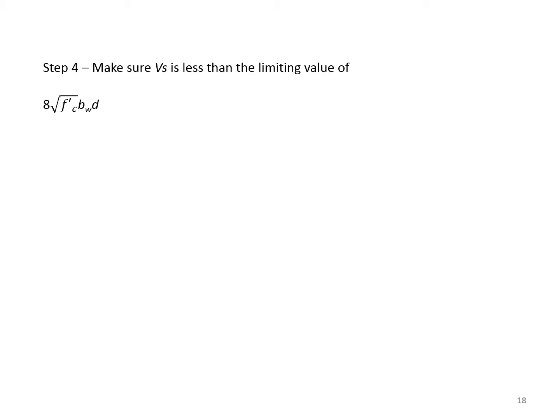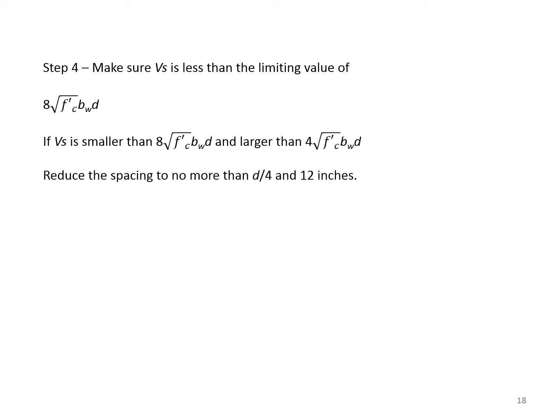Step 4. Make sure Vs is less than the limiting value of 8 square root of f'c bw d. If Vs is smaller than 8 square root of f'c bw d, however, is larger than 4 square root of f'c bw d, then we need to reduce the spacing to no more than d over 4 and 12 inches.